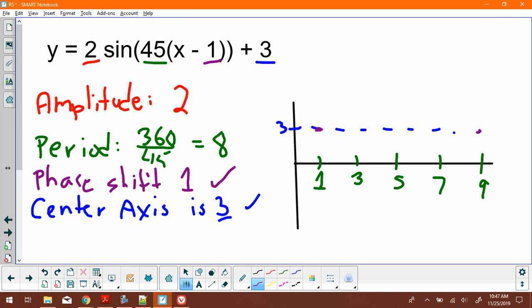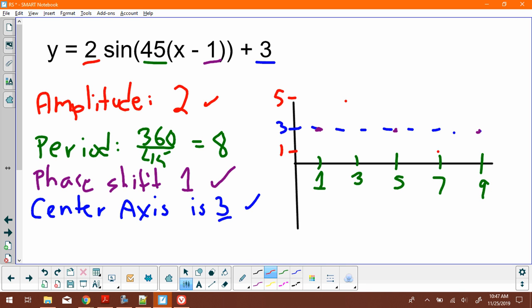So for instance, the 5 is going to be another trip to the center. To get our peak and our trough, that's where the amplitude comes in. So our amplitude is 2. That means my peaks will be 2 above the center, which is at 5, and my troughs will be 2 below the center, which is at 1. Sine starts at 1 and goes up. So at 3, I'm going to have a peak, and at 7, I'm going to have a trough.